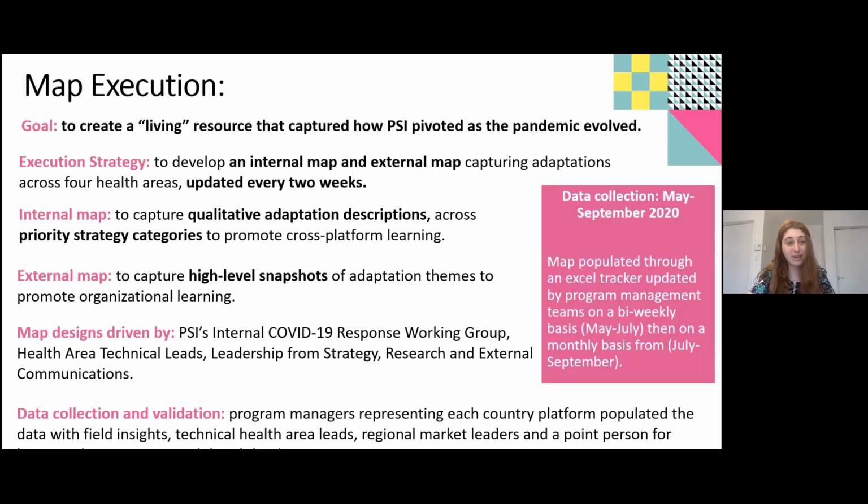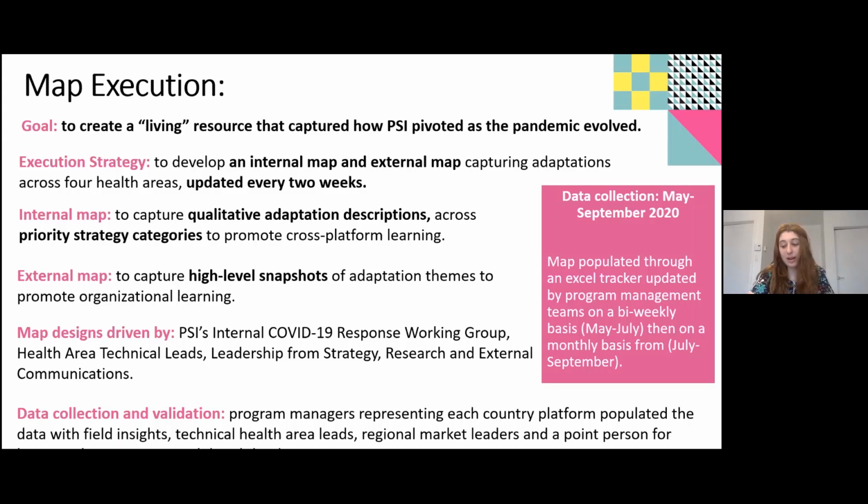Now that we had a solution to centralize these adaptations, we had to come up with a plan to execute the map. The goal for this map was really not to create something that was static. We didn't want a snapshot, but we did want something that captured a living resource on how PSI was able to pivot as the pandemic evolved. We really wanted something that adapted and updated as PSI adapted.